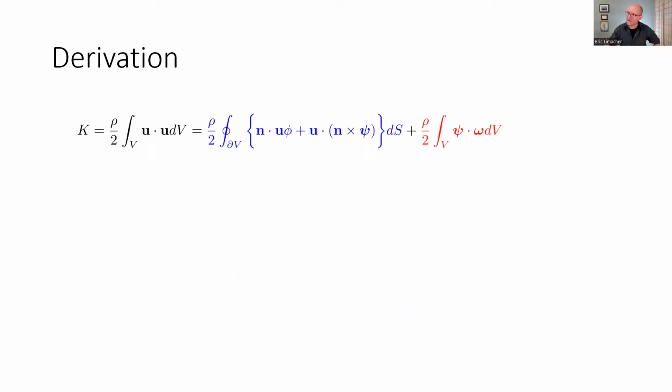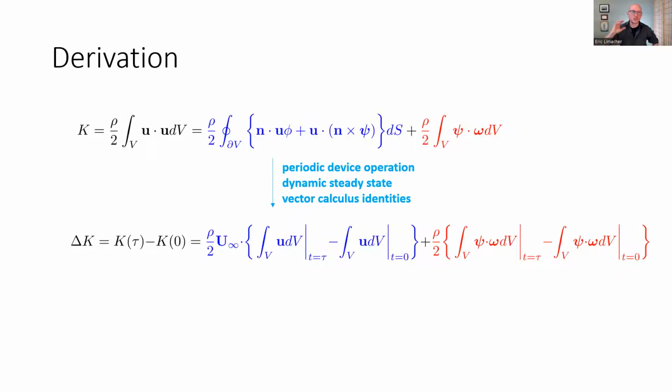Now we'll manipulate that first term a little bit more. Can't obviously show all the steps here today, but we're invoking the assumption that the device operates periodically. So then we can get an expression for the change in kinetic energy from one device cycle to the next. So tau here is the period of the device. And we have then the first term being simplified to a scalar product between that free stream velocity vector and the net change in momentum inside the domain. So of course, we can now relate this to the cycle averaged thrust.